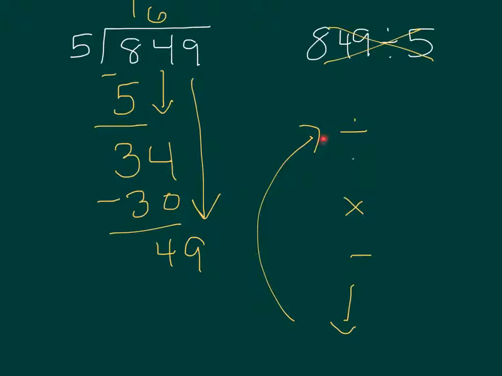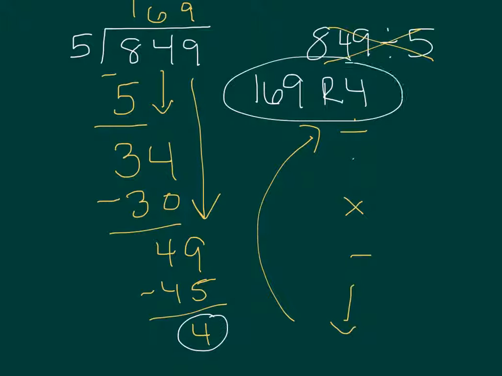What do you know? We're all the way back to the top, and now we divide. How many times does 5 go into 49? Well, I know 5 times 10 is 50. That's an easy one for me. But unfortunately, I would go over by 1. So I think 5 times 9 is 45. I write my 9 up top, and now I multiply my 9 and my 5 together, following the step, to equal 45. I subtract my 45, and I'm left with 4 at the end. Because there are no numbers on this side to bring down, I know that my 4 is my remainder. So my final answer is 169 remainder 4. That is my answer.